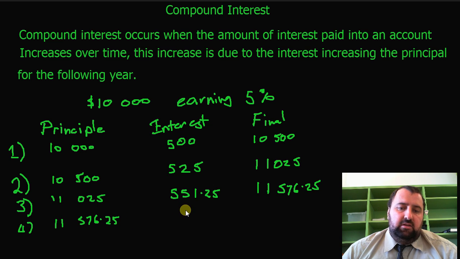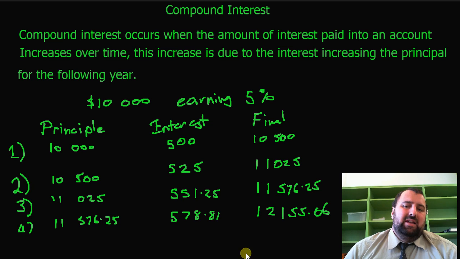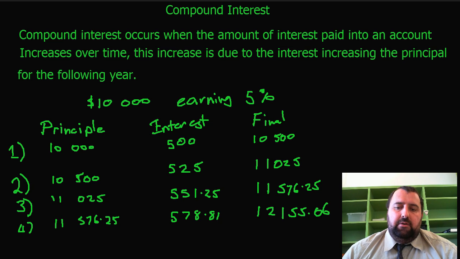If we have a look after year 4, $11,576.25, the interest earned would be $578.8125. Now I'm going to round off this answer here because the bank would only pay us cents. They wouldn't pay us portions of a cent. So we'd get $578.81, making our final amount $12,155.06.